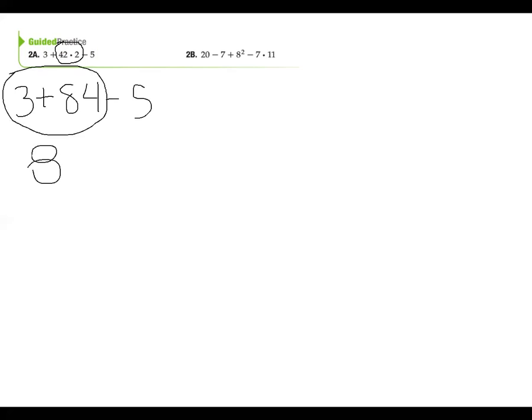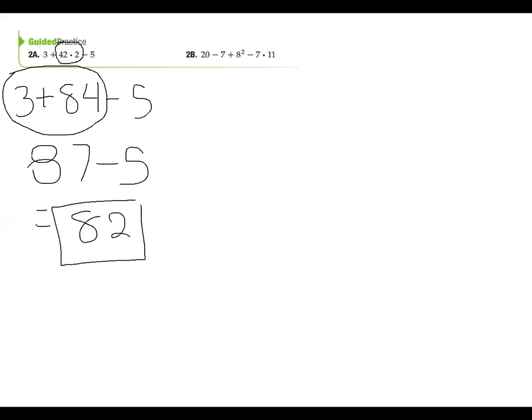All right, here's a couple for you to try. Go ahead and pause the video. All right, we're back. So the first one here, 3 plus 42 times 2 minus 5. You have to do the 42 times 2 first. So this becomes 3 plus 84 minus 5. And then the addition and subtraction. Addition would come first, so that'd be 87 minus 5, which is 82.